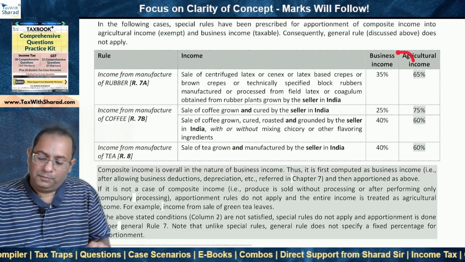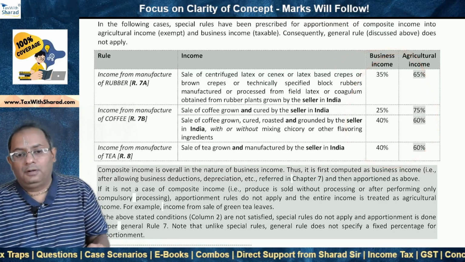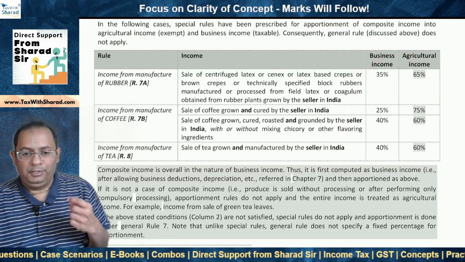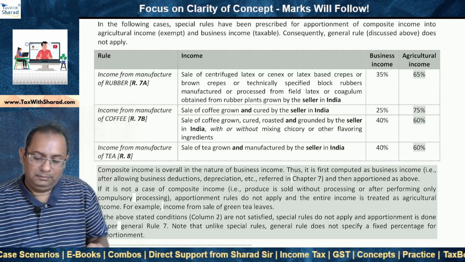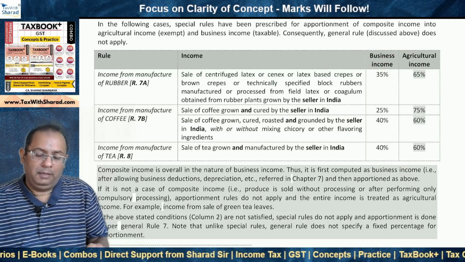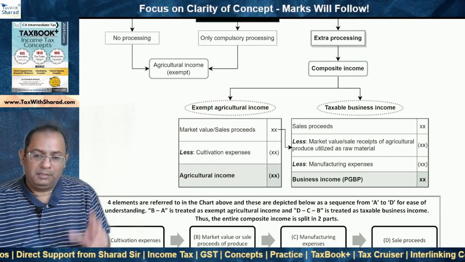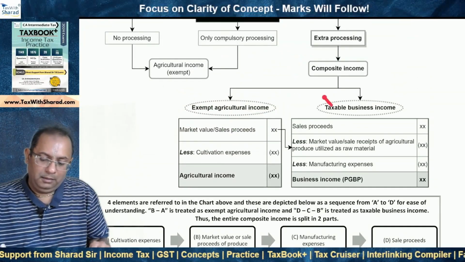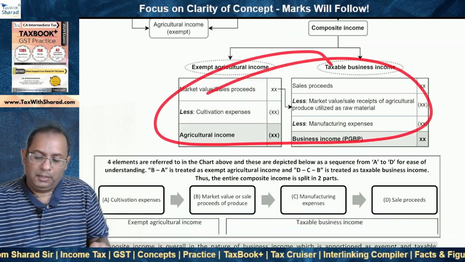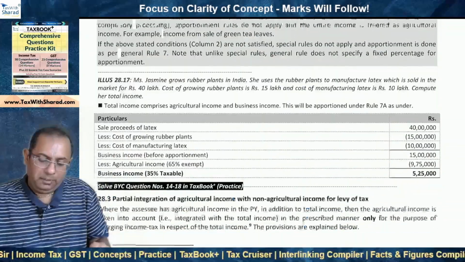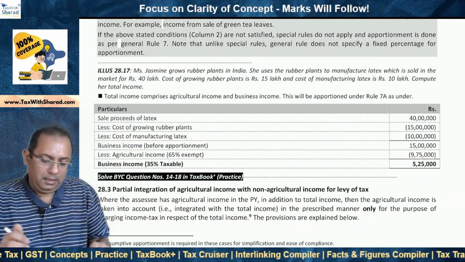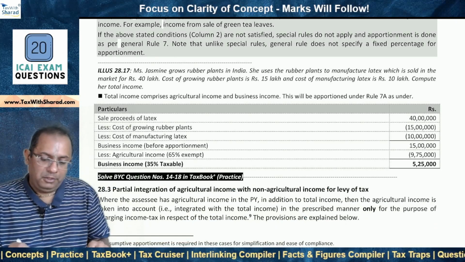So special rules prescribe a percentage which you just need to apply, and then you apportion the composite income. But in the case of general rule, these presumptive percentages are not applicable, and therefore you need to carry out this working to make the apportionment. So let's take a look at an example in terms of special rules.